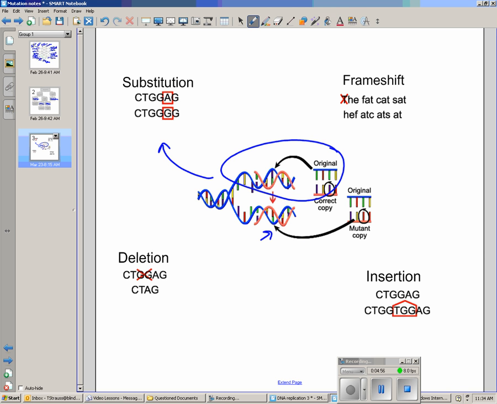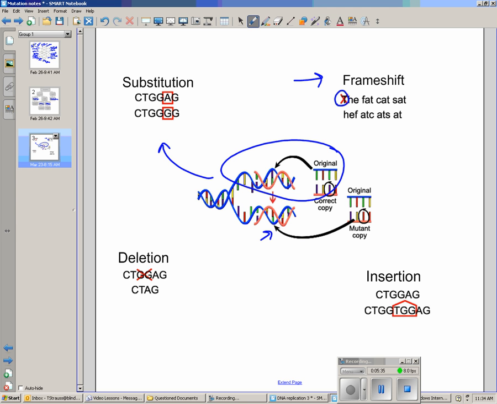Now let's look at our frame shift mutations. And a frame shift is going to be just like we were reading a sentence, and now it's going to be off because we've changed something. So if the original sentence was the fat cat sat, now because we had this deletion here, which is what this X is showing, now you can't even read it because now everything has moved over because remember the ribosome is going to read everything in threes. So it changes it and now it's going to read the three bases.